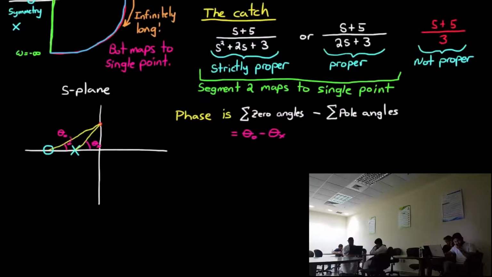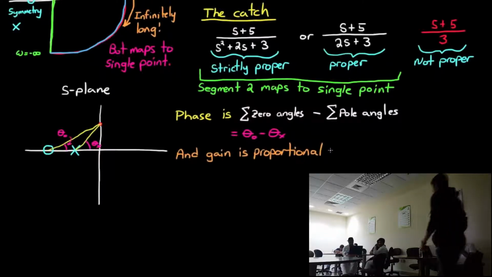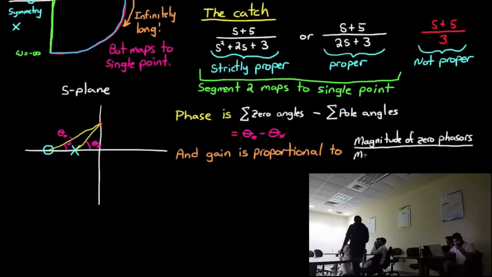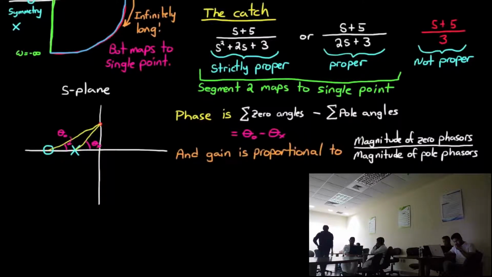And then for the gain, I didn't cover that very well in the first video because it's a bit misleading graphically. But for our following example, it's acceptable to say that the gain is proportional to the magnitude of the zero phasors divided by the magnitude of the pole phasors. So we're going to use that definition going forward.